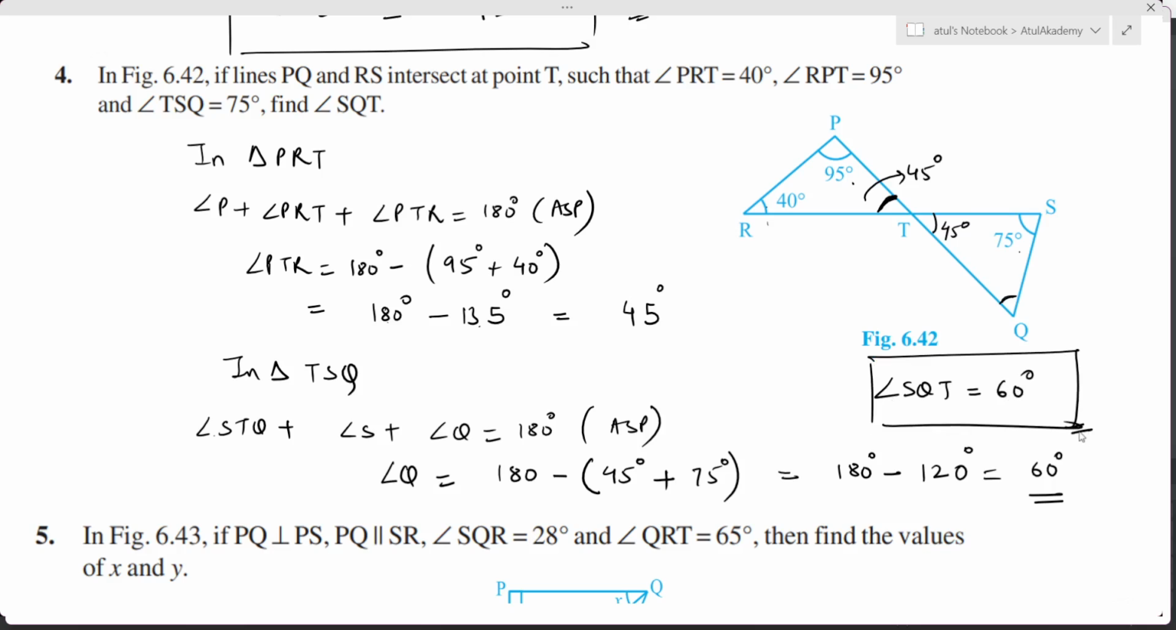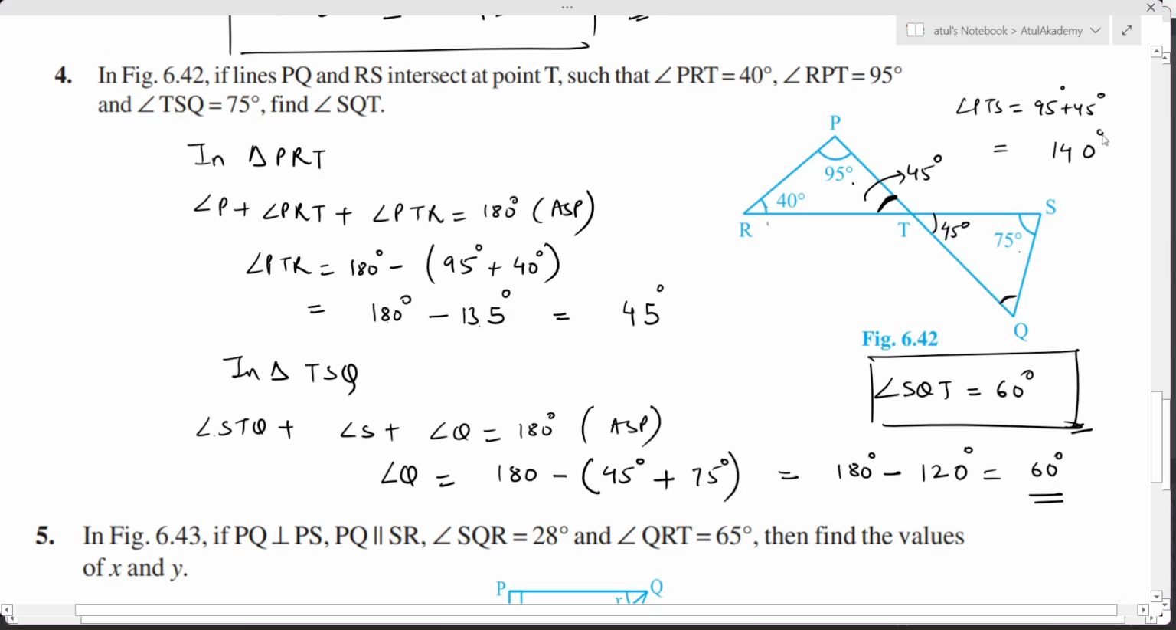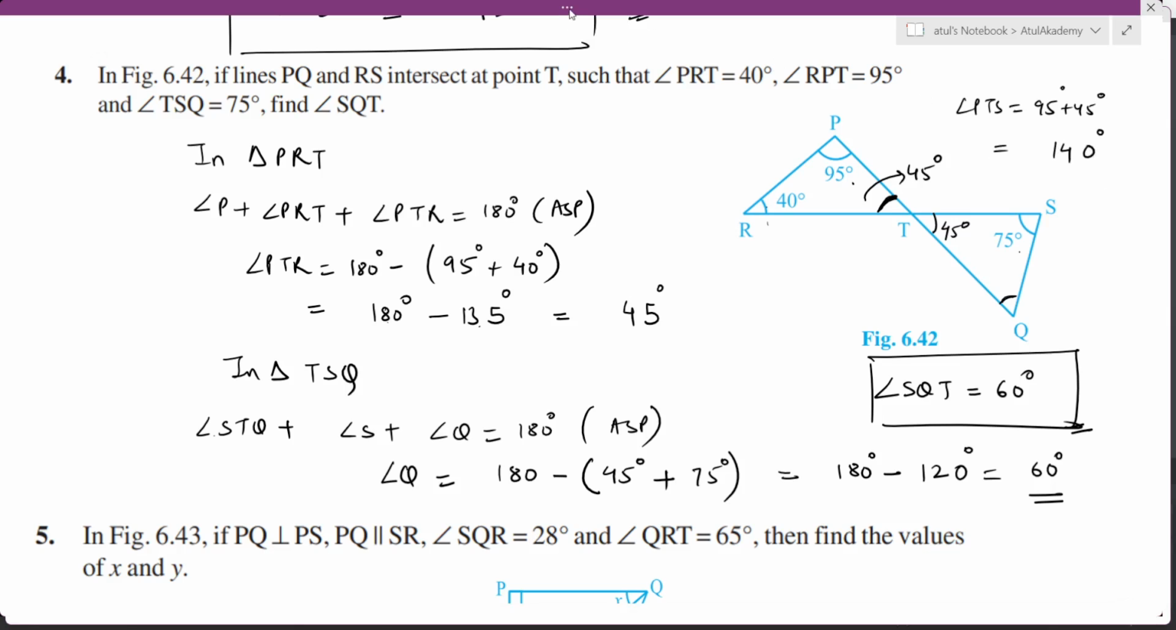Clear, students? Any doubt? You can also check over here. The other step was that this angle PTS could have been 95 plus 45 degrees, which is how much? 140 degrees. Okay, sorry, not 140. I think I wrote it wrong. Let me erase it and correct it. This was 40. Yeah.